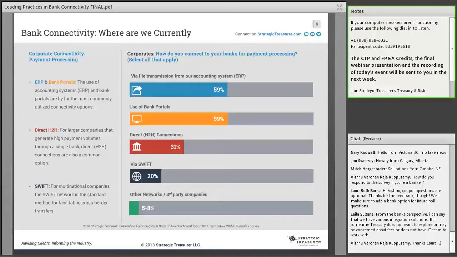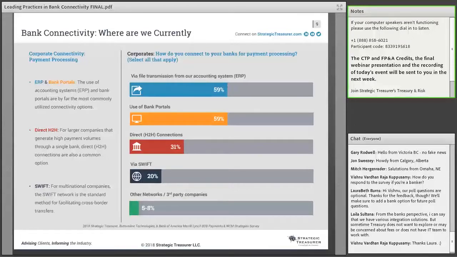None of these figures, at least to us, were that surprising. Bank portals and ERP payment files have both been common forms of connectivity for some time. There are a vast number of corporates that leverage ERP systems, and as such, direct file transmission from the ERP to the bank is a common practice. Although bank portals are a somewhat manual process, as it involves keying in information to an online or web-based platform, such portals still see regular use by Treasury.